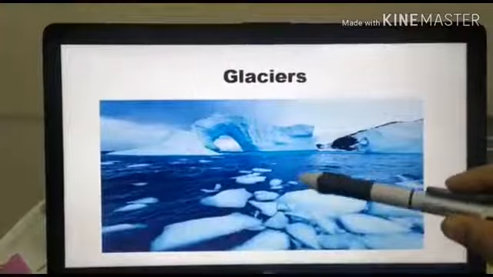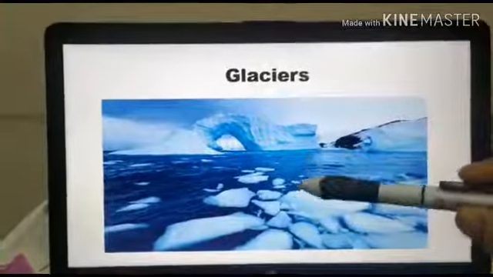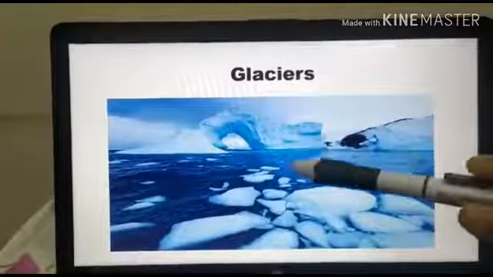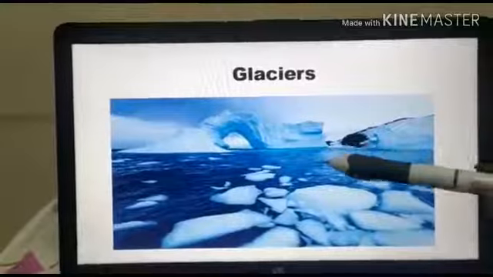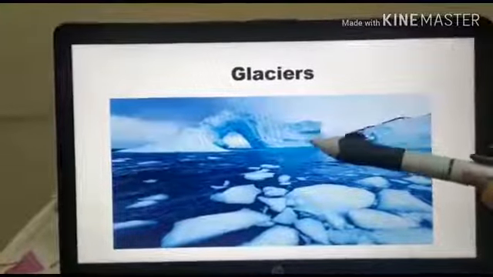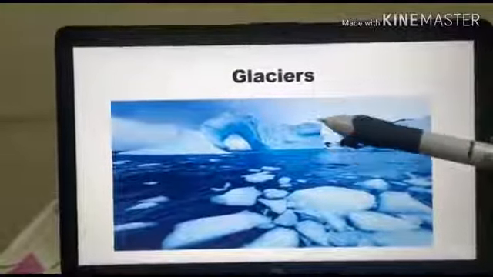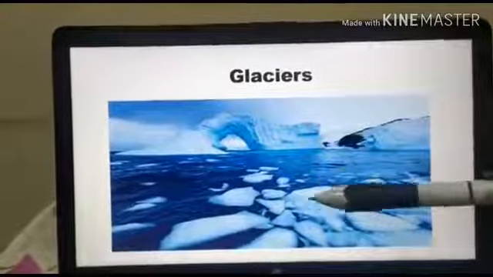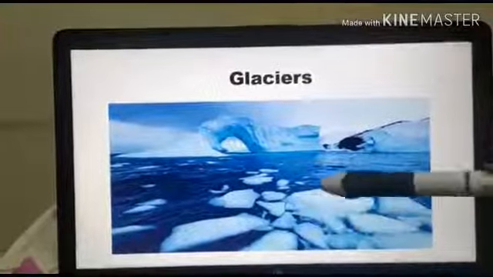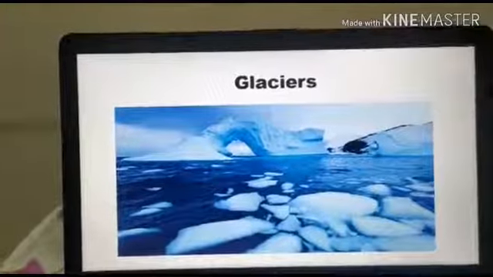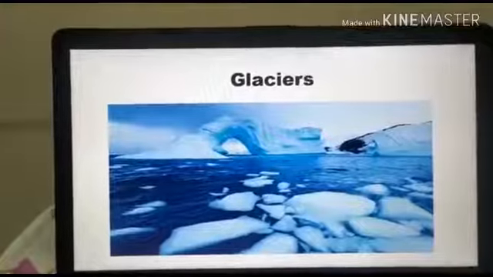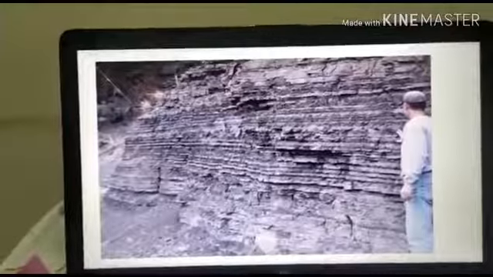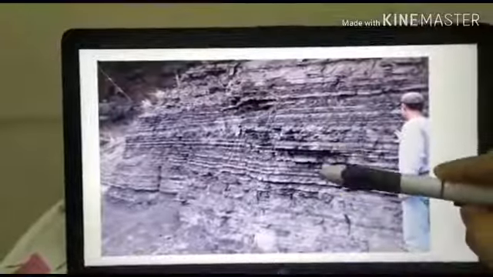Okay, what is happening here? The melting of glaciers. Melting of glaciers happens every year, in the winter season and summer season also. When the glaciers are melting, the sand, mud, silt and all the things will become mixed with this melted water, and they will be deposited in the lake or in the sea. So it will form sedimentary rock layers. Look at these pictures. These are the sedimentary rock layers formed from a glacier.